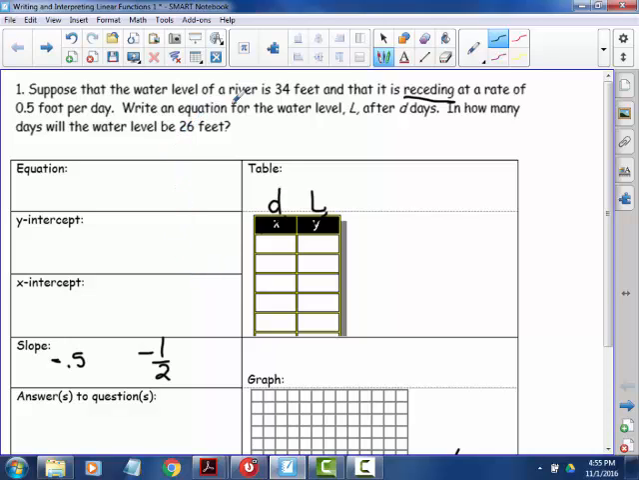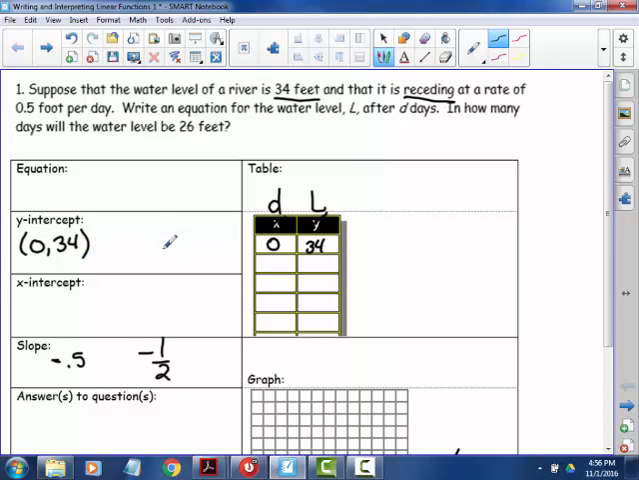Okay. Let's see, I also know that the water level is currently 34 feet. So at 34 feet, no time has passed, so we can start with 0 days and 34 feet, which actually is our y-intercept, because we know y-intercepts are always 0, comma, the number.